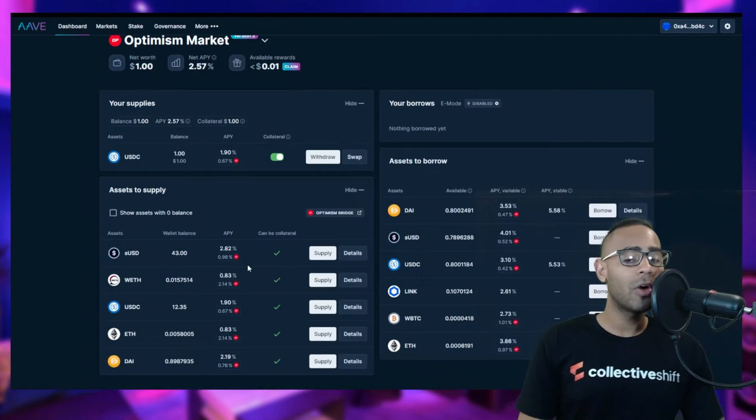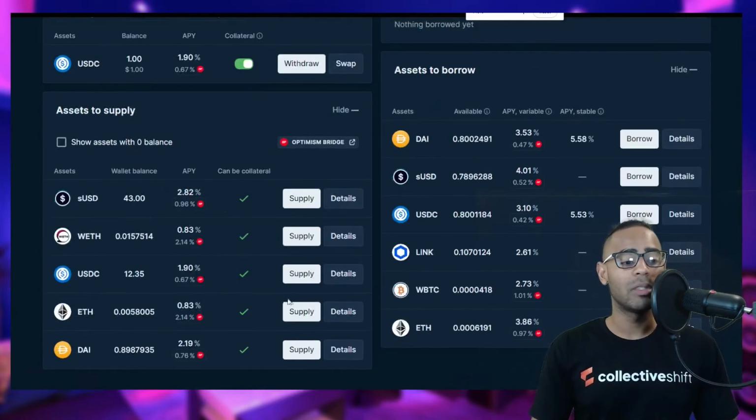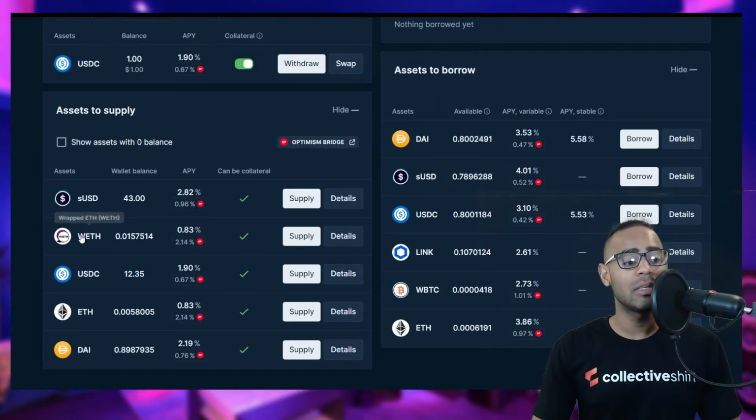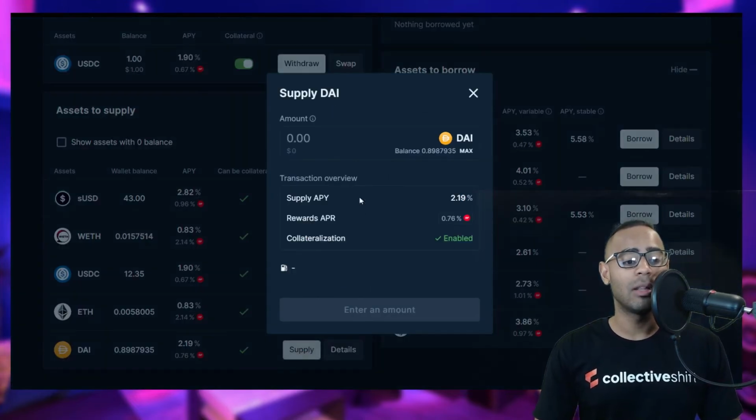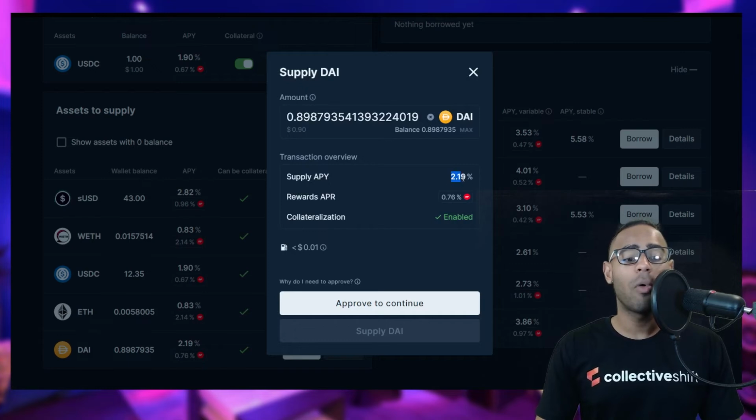Now, these are all the tokens I have in my wallet. I'm going to zoom in so you can see. I have some SUSDC, wrapped ETH, USDC, ETH, and DAI. I have nearly $1 in DAI. Let's go ahead and supply this $1 in DAI. I want to click max, which is nearly 90 cents. So the supply APY is 2.19%.